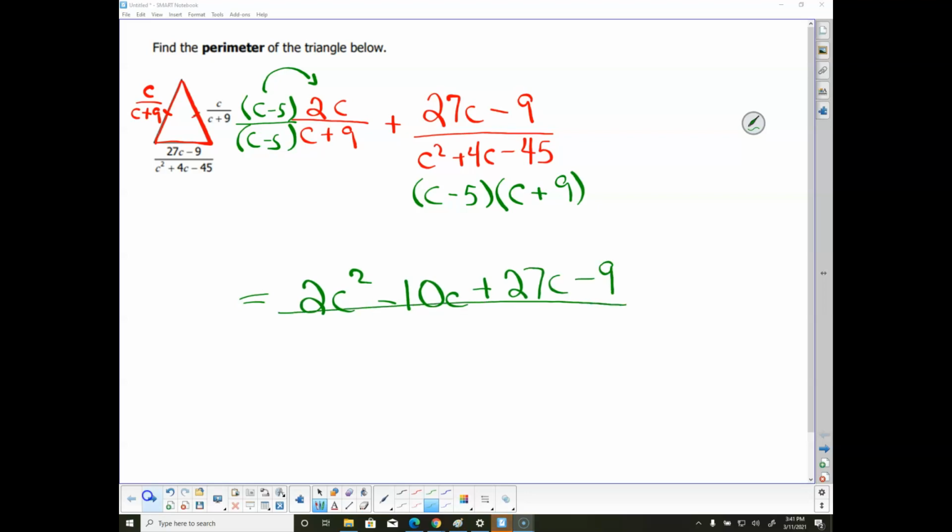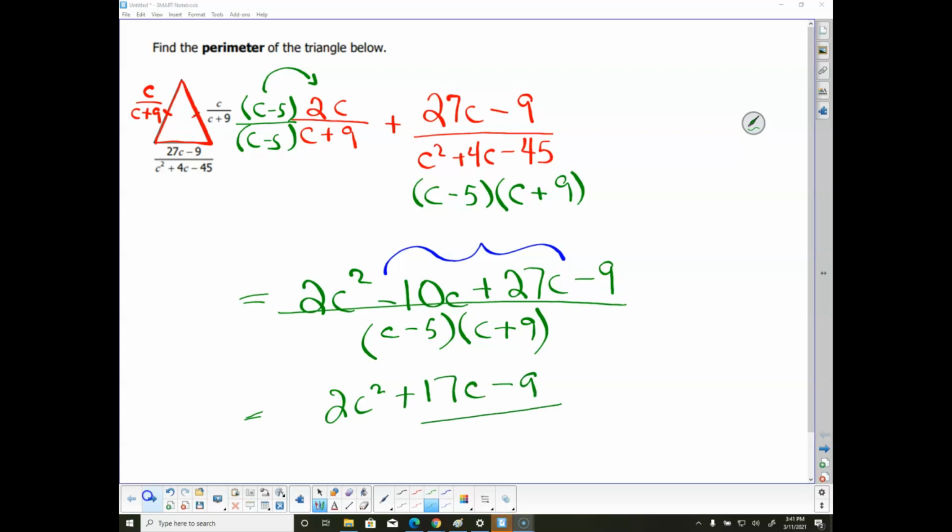All of this is over, I'm going to keep it all factored, so c minus 5 multiplied by c plus 9. All right, because it might turn out that we have some factors that can cancel out. So we see that we have some like terms right about here. So negative 10c plus 27c. Let's rewrite what we've got. We've got 2c squared plus 17c minus 9, all that over c minus 5 times c plus 9.